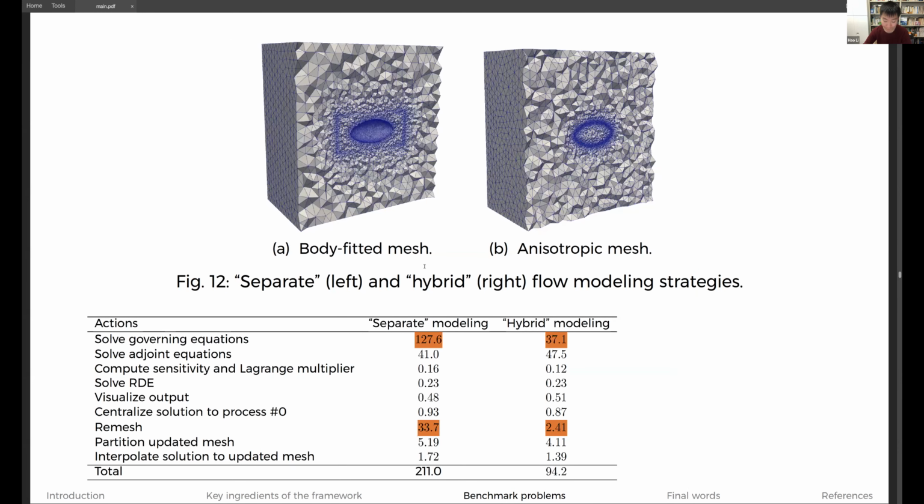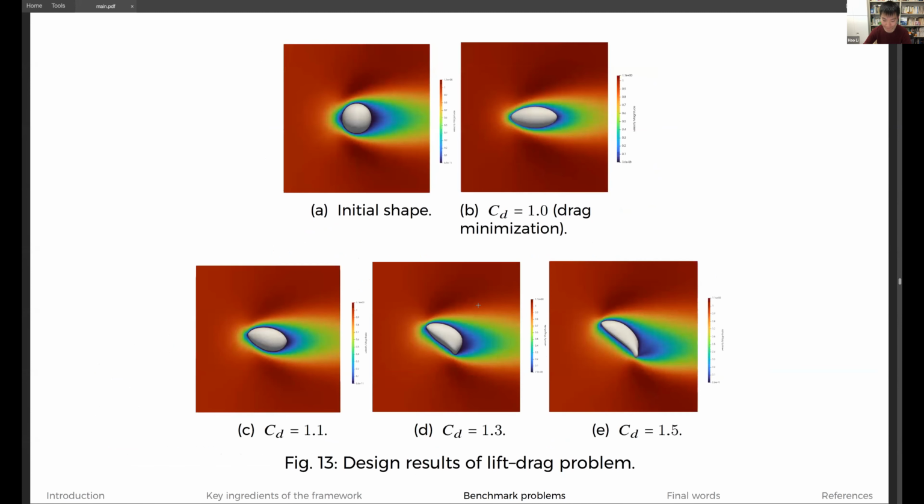Okay, so we run the same algorithm, but using different mesh styles. In this case, we have around 700,000 tetrahedral mesh elements. For the body-fitted case, we use a sequential version of MMG3D, and the remeshing time is 33 seconds. And we use parallel MMG for the anisotropic mesh, and the remeshing time is 2 seconds. So it's a huge improvement. Then we solve the lift-to-drag problem like this.